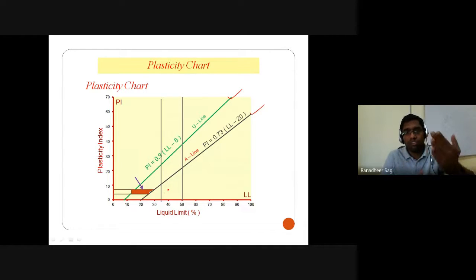So if the data point falls below the A line, depending on the other characteristics as I mentioned, you can understand whether it is a silty soil or an organic soil. If the point falls above the A line, then it is what is called clay soil.